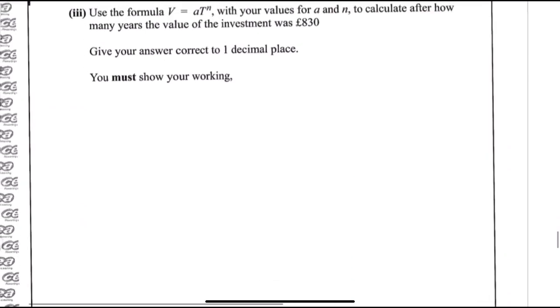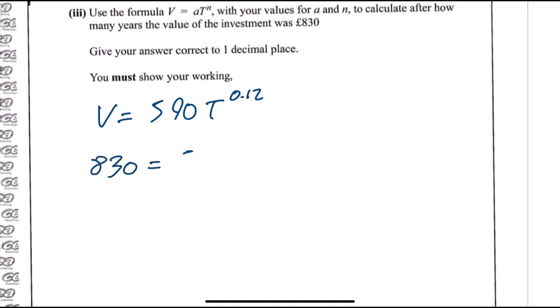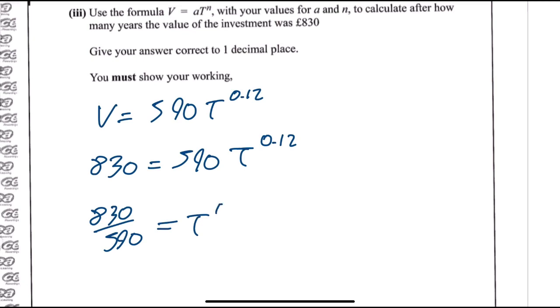Last part of the question says use the formula V is equal to AT to the power of n, which you now have as 590 T to the power of 0.12. Calculate how many years until the value of the investment has increased to 830. So put that in as your V. And then it's a wee bit of rearranging. So get rid of the 590 first of all, bring it across.